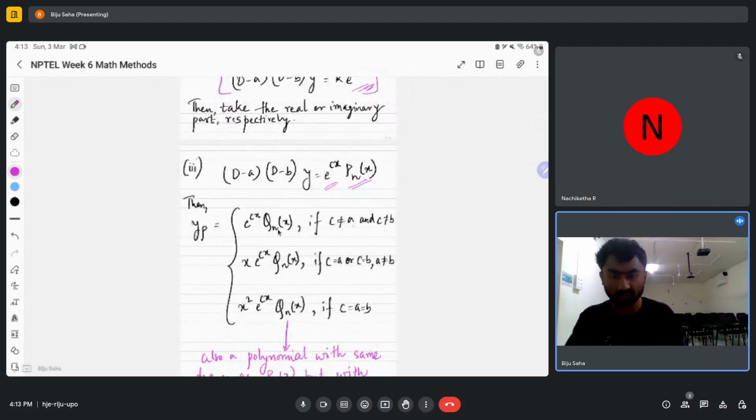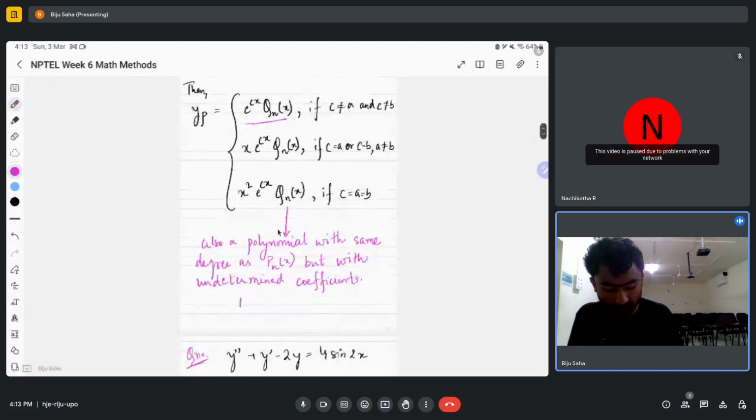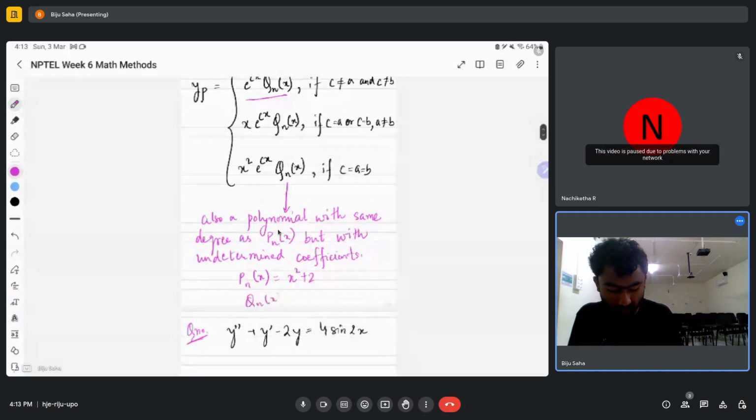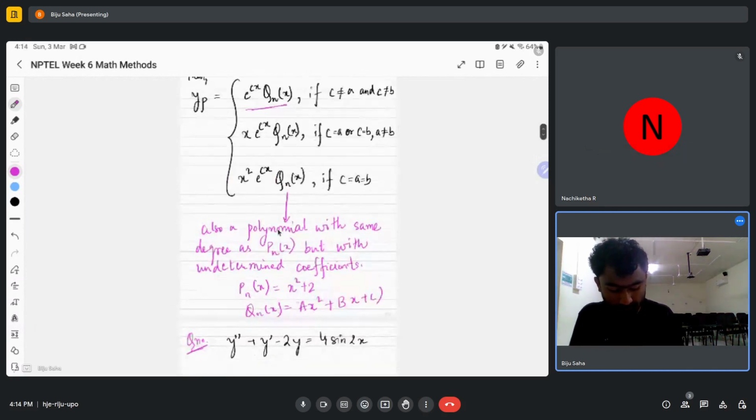In the first case, when c is not equal to a and c is also not equal to b, it takes this form. Your Qnx is also a polynomial, with the same degree as Pn. So you start by writing, let's say, your Pnx is something like x square plus 2. Then your Qnx would again be a polynomial of the same degree.